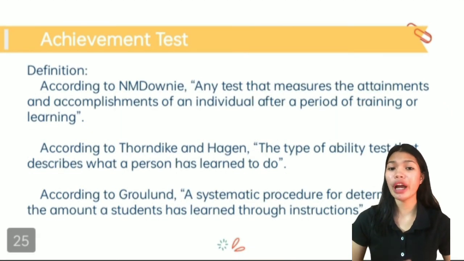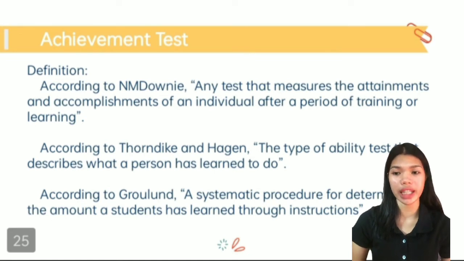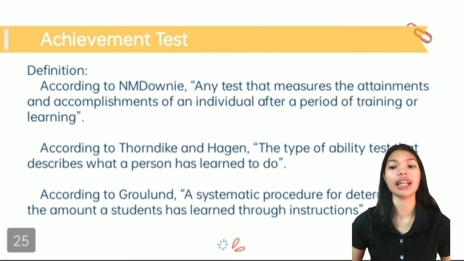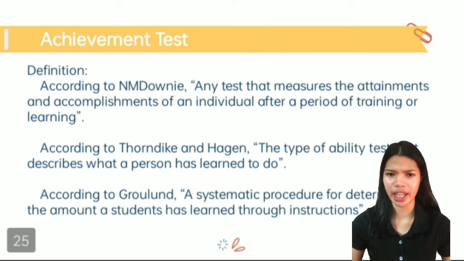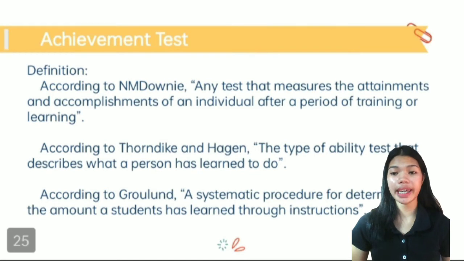Achievement test. So we have here three definitions of achievement test. First is from M.N. Dhoni: any test that measures the attainments and accomplishment of an individual after a period of training or learning. According to Thorndike and Hagen, the type of ability test that describes what a person has learned to do. And according to Gronlund, a systematic procedure for determining the amount a student has learned through instruction.